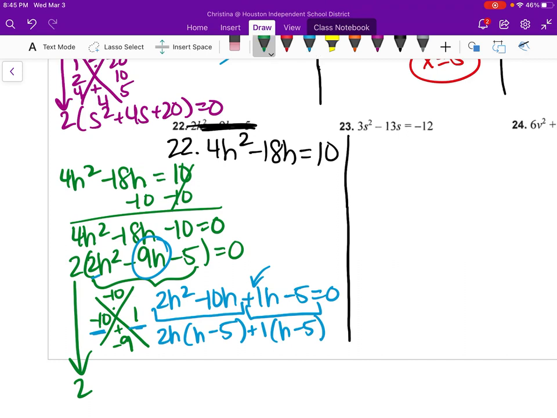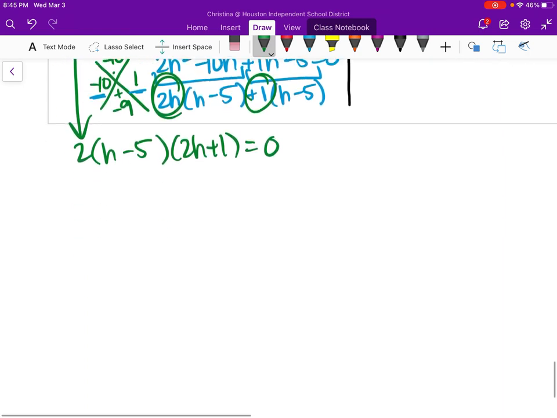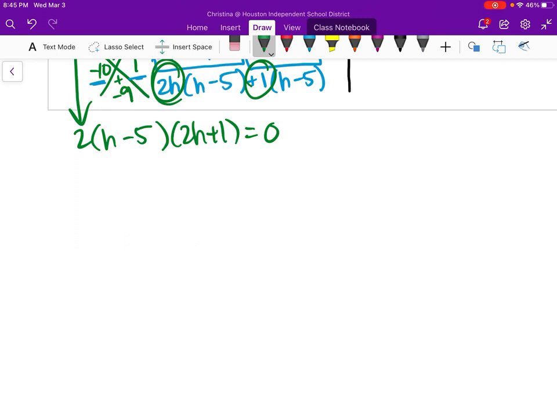So down here in green, we're going to write our two binomials that we just found. We found h minus 5 as one of the binomials, and 2h plus 1 as the other. And we're going to set that equal to 0. Using the zero product property, we're going to solve.